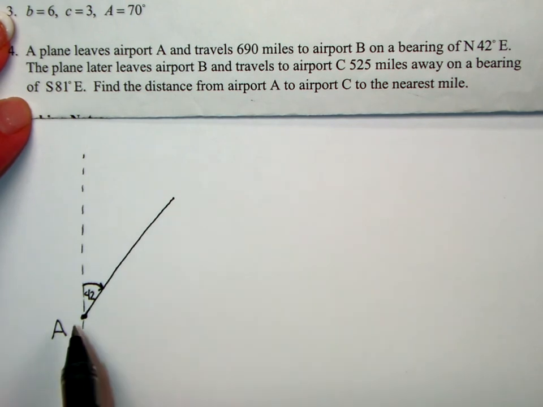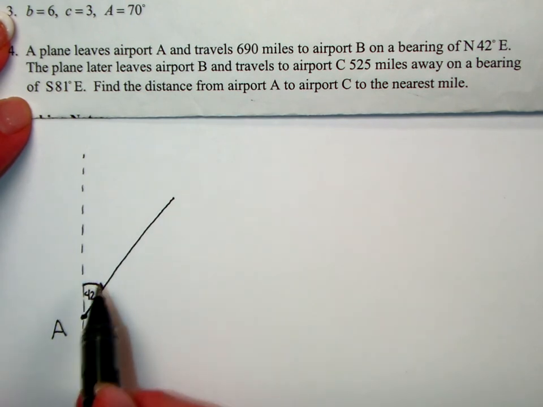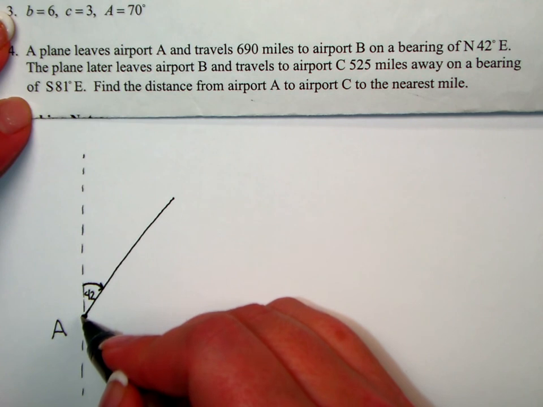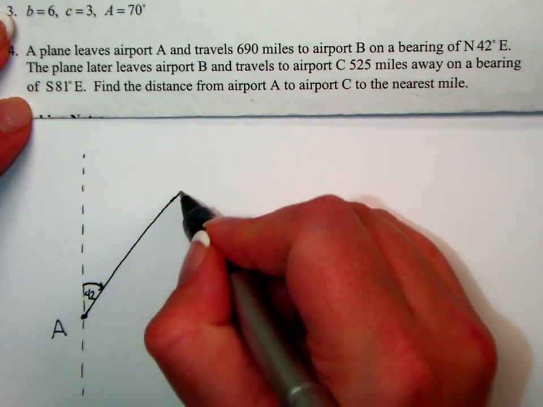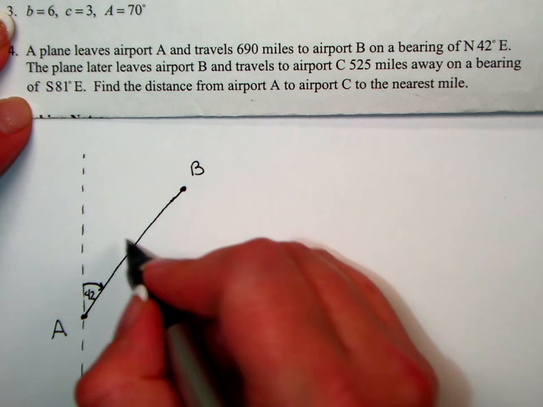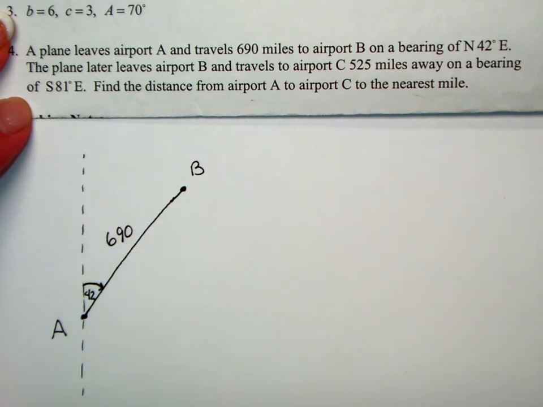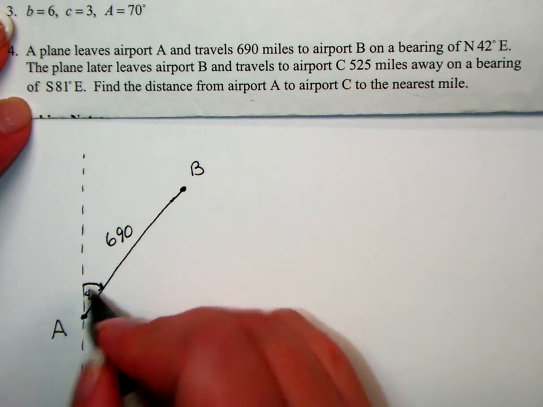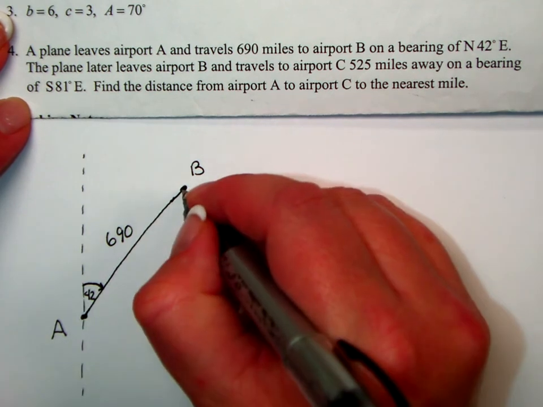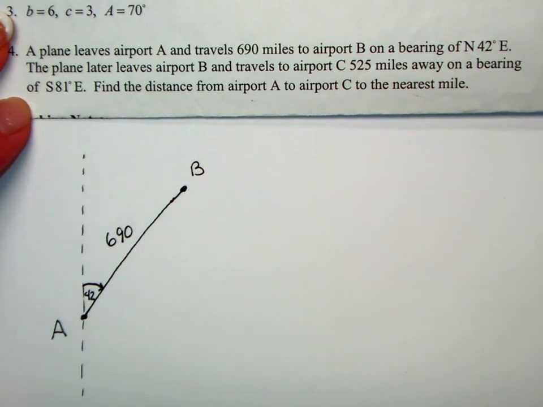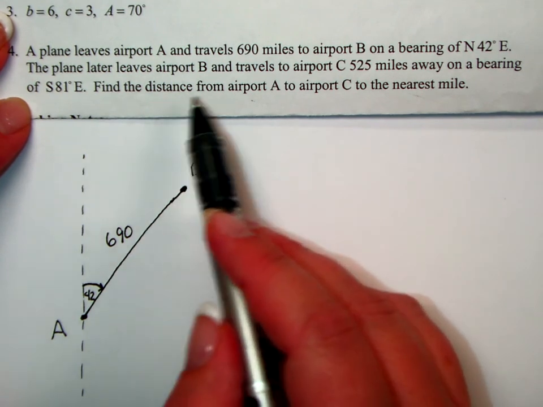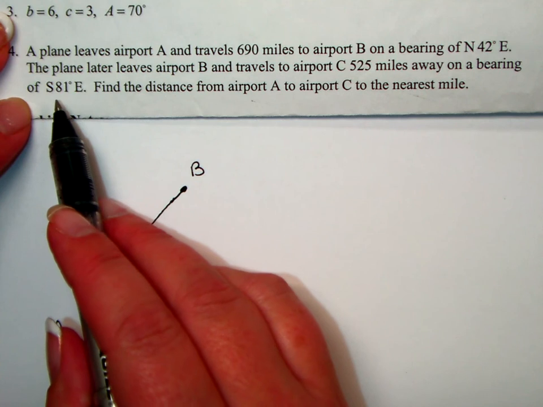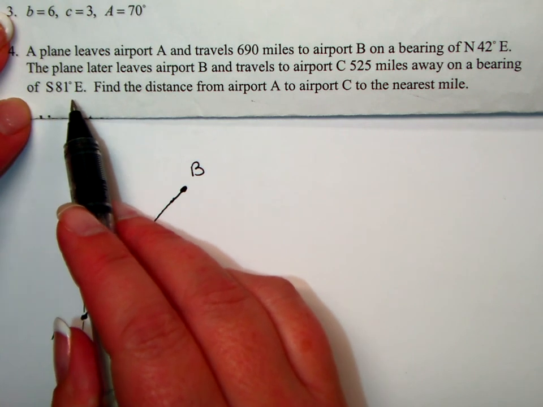So north 42 degrees east, and we're going to go 690 miles. So 690 miles away is airport B. So this side is 690. North 42 degrees east. So now the plane is sitting here in airport B. And from airport B, it's going to fly to airport C. And it's going to travel on a bearing south 81 degrees east.